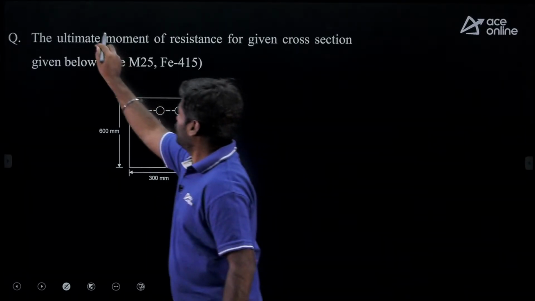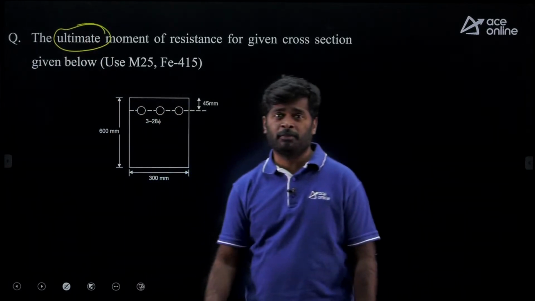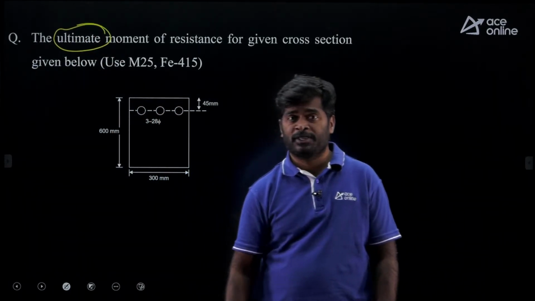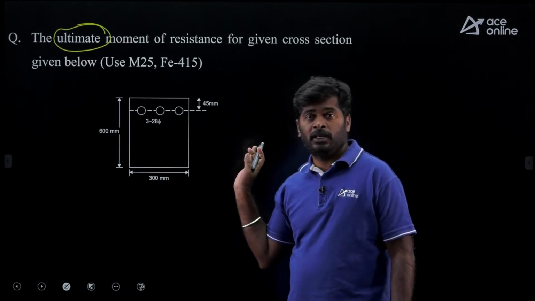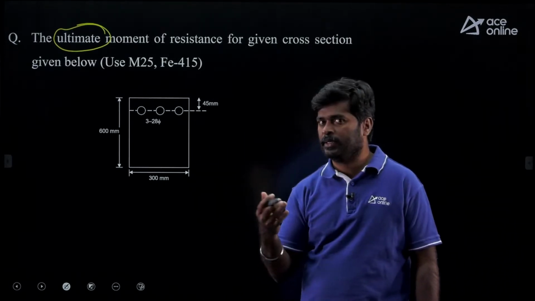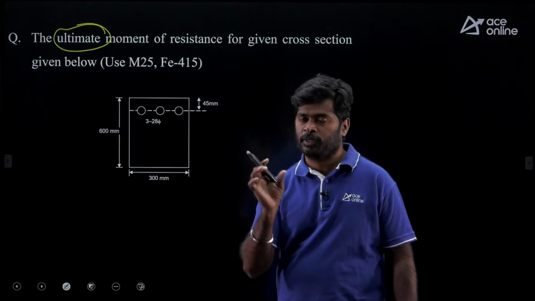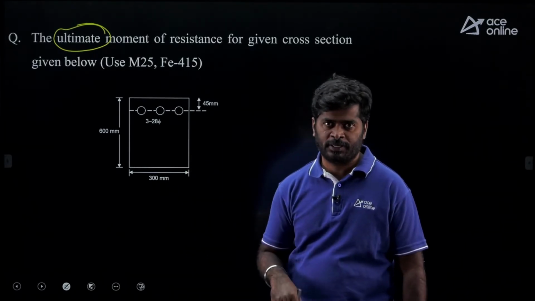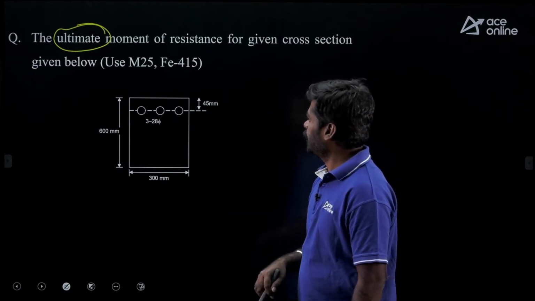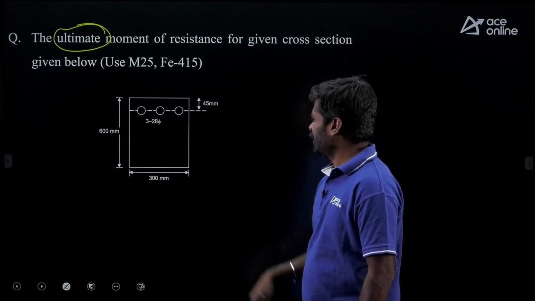My dear, if you observe the word given in this question, "ultimate", it indicates use the limit state method. It is not mentioned here whether limit state method or working stress method, but in the syllabus, both methods are available. Here you need to understand from the word ultimate, use limit state method, right? They are asking to find out the moment of resistance for the given cross section.